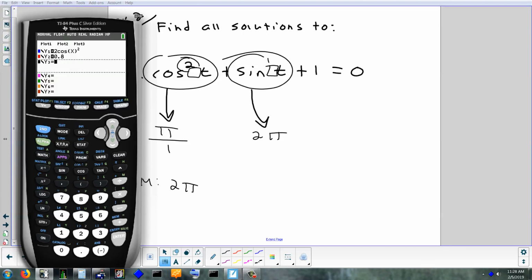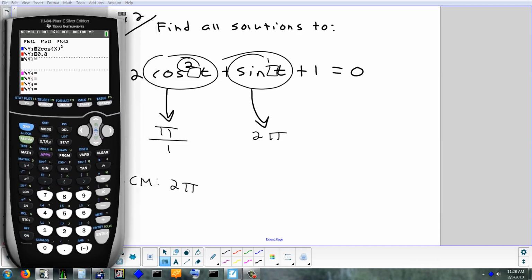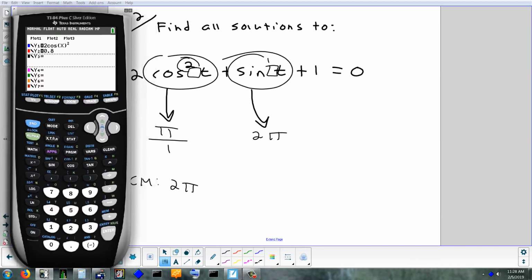So this line right here is wrong. All right, so 2 cosine squared x, don't forget the 2, plus sine of x, plus 1. And get rid of that 0.8, that's the previous problem. So we're looking for where this equals 0. Basically, that means you're looking for where it crosses the x-axis. We already set our window.